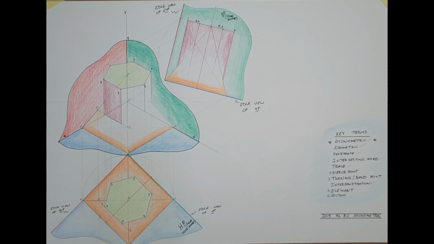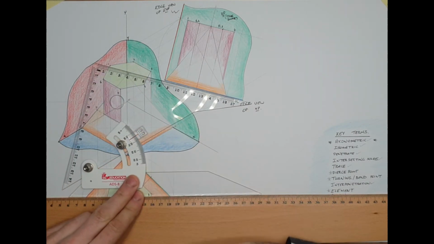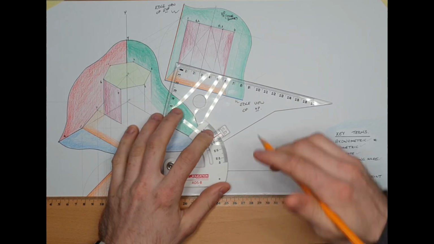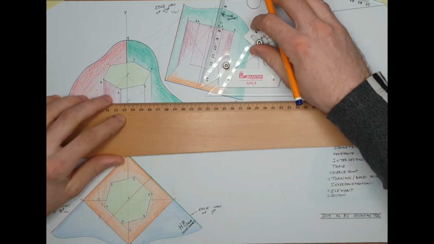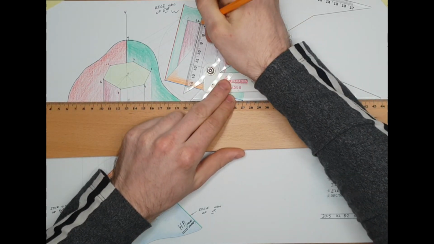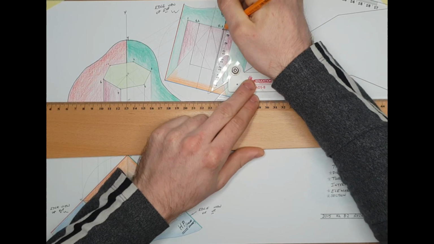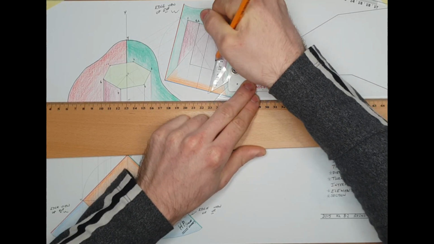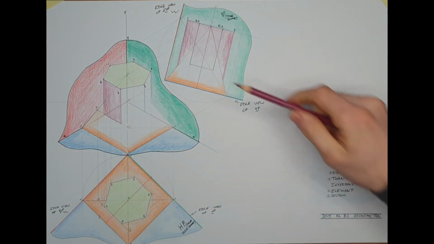Just grab my adjustable set square now again, because I have it all set up. Again, what we should see is that 5-6 intersection is parallel to the horizontal plane. There, and there's the surface. 5-6 there. And there. So that's that surface.